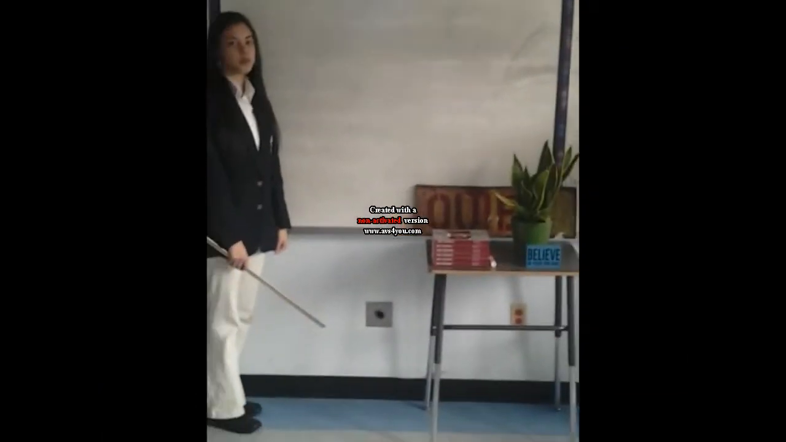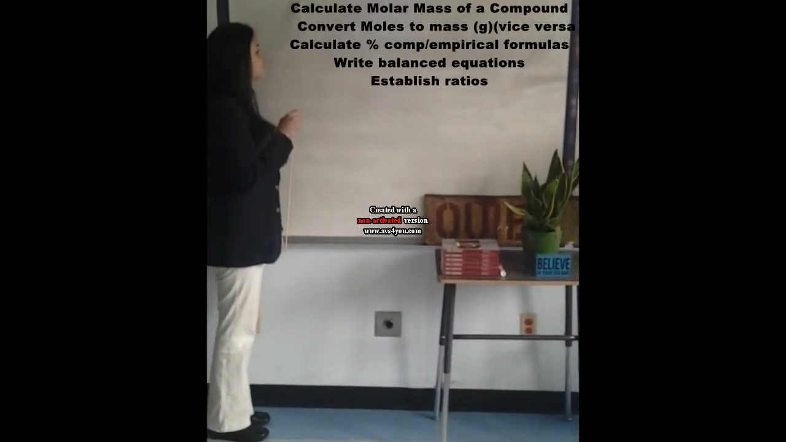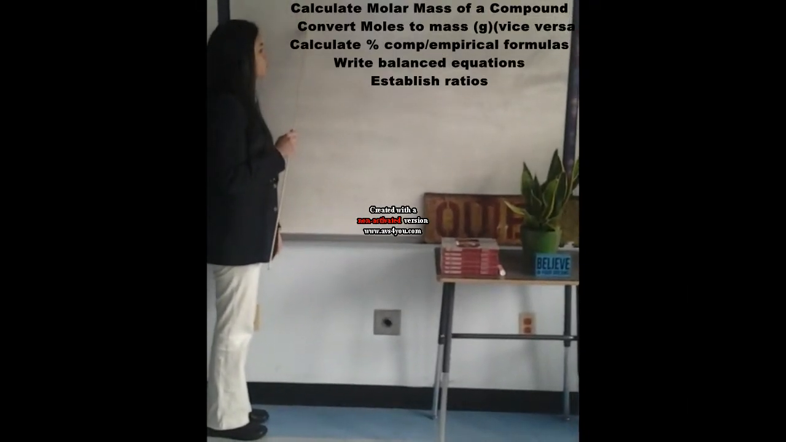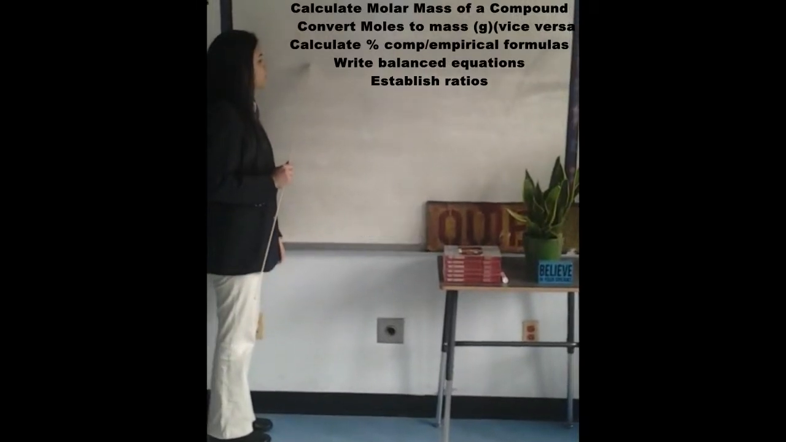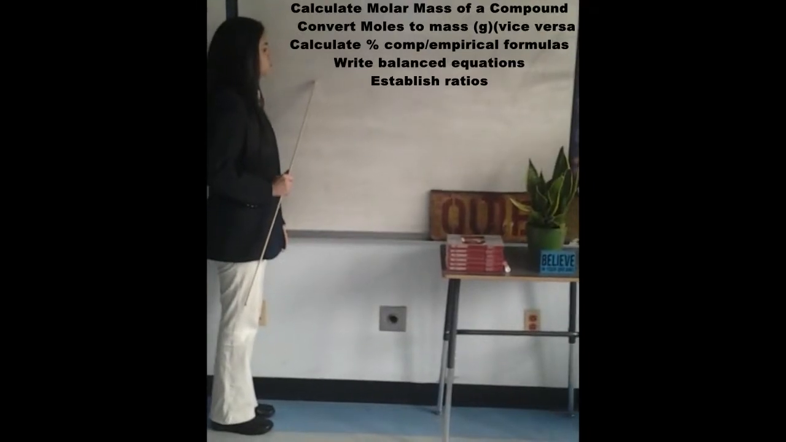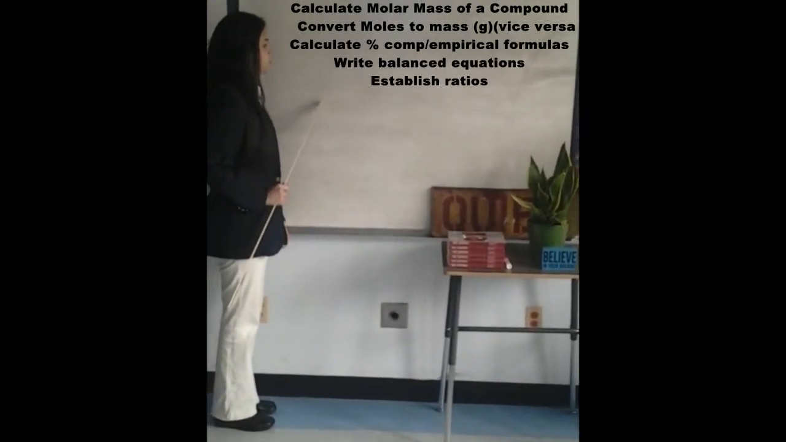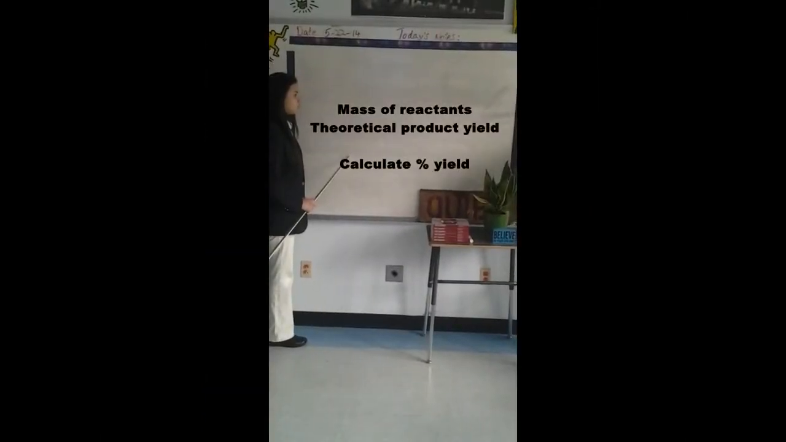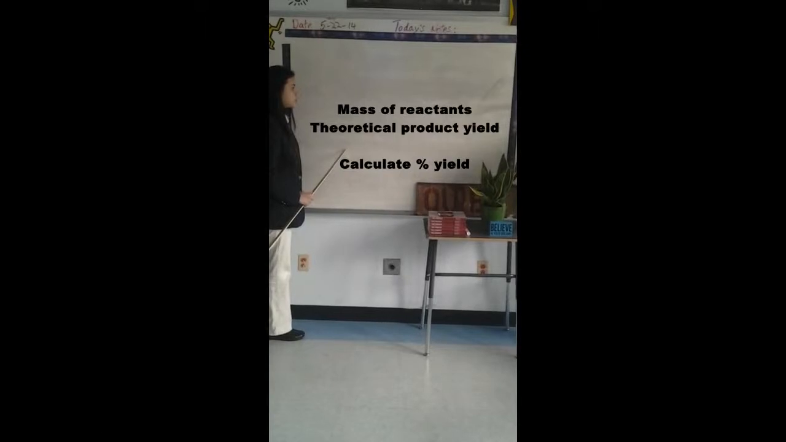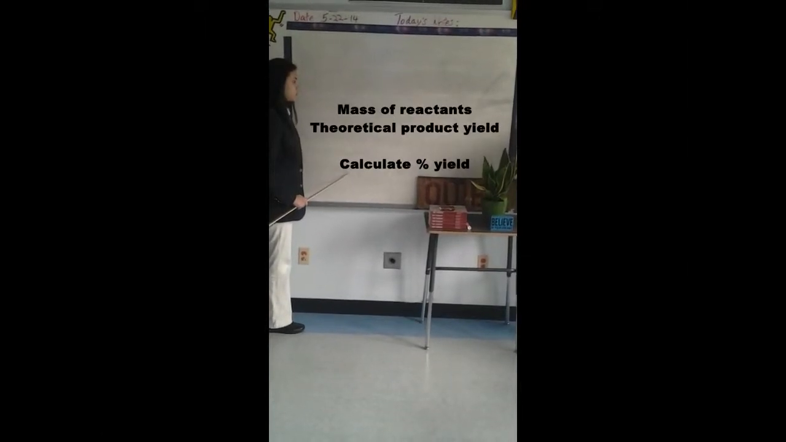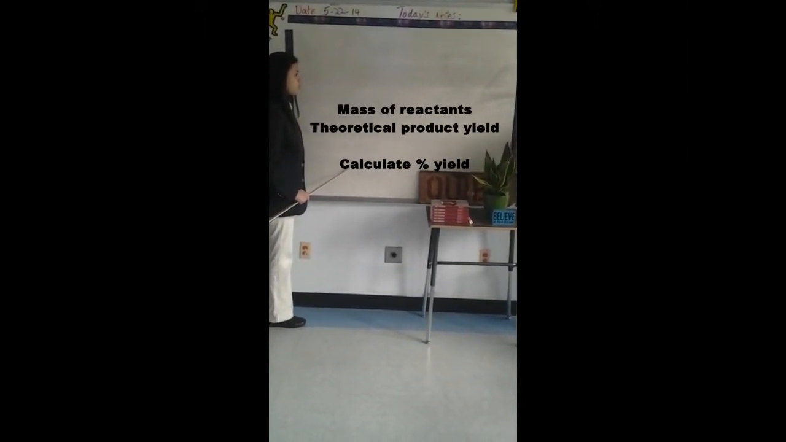In this series, we will be covering how to calculate molar mass of a compound, calculate moles from grams and vice versa, calculate percent composition in empirical formulas, write balanced equations, use balanced equations to establish ratios between reactants and products, find the mass of reactants and theoretical product yield using a balanced chemical equation, and compare theoretical and actual quantity of products to calculate percent yield.